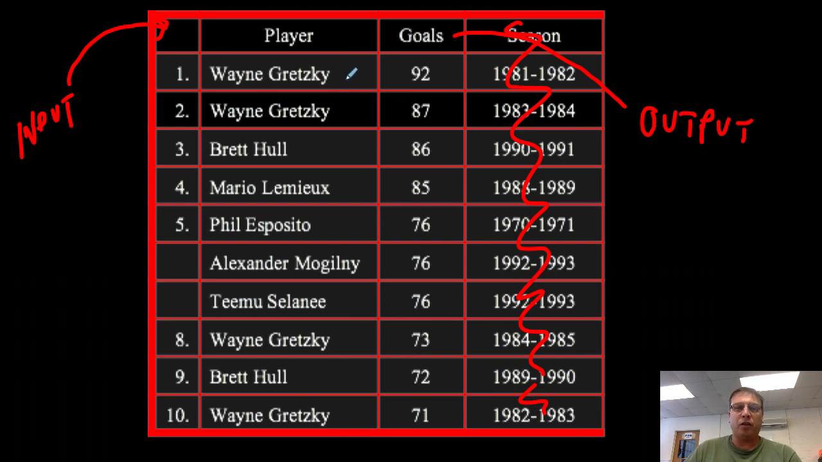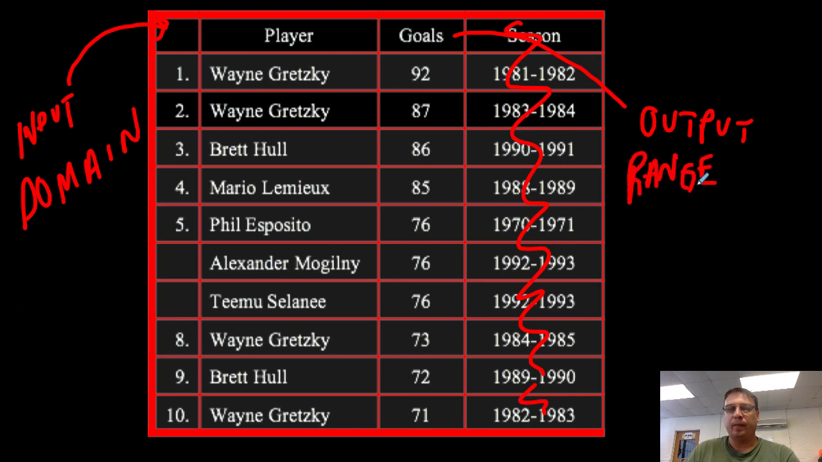Now, a function means that for each element in the domain, which would be this, so again, the domain is also the input, there should be only one element here, and this output is also known as the range. So Wayne has got 92, then Wayne also has 87, then Wayne also has 73, then Wayne also has 71. So the domain, in this particular case, the domain of Wayne Gretzky has 4 different outputs.